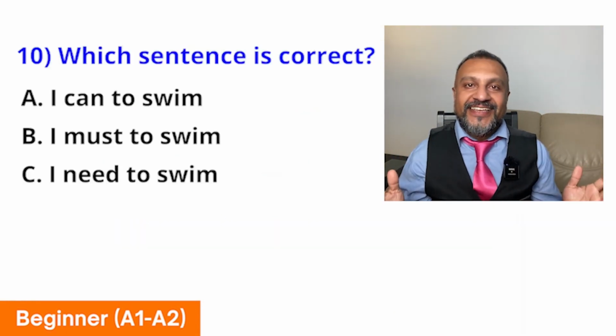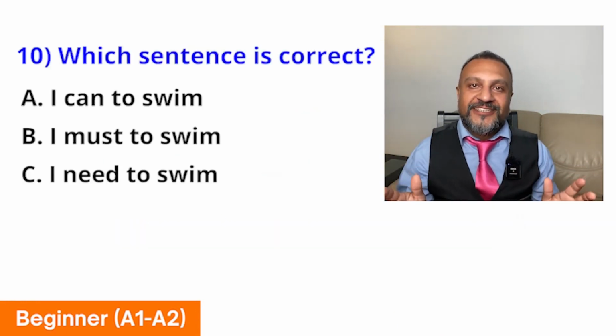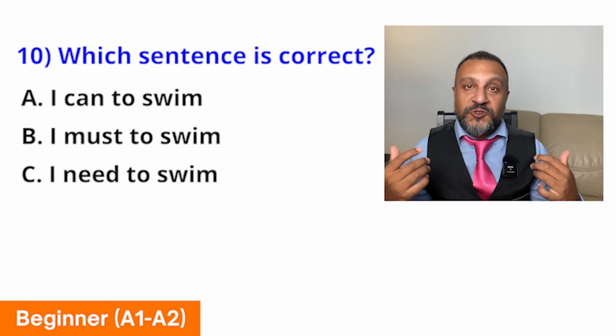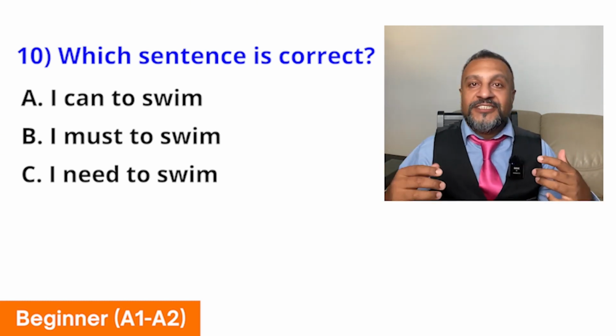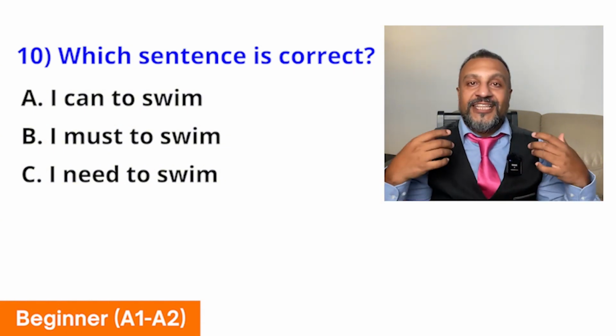Question 10. Which sentence is correct? I can to swim. I must to swim. I need to swim.